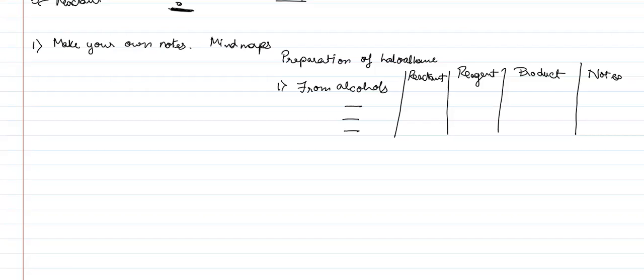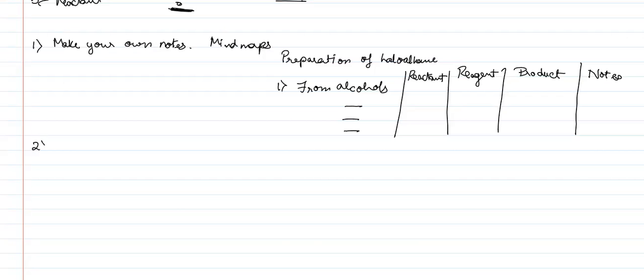For example, one of the reactions from alcohols leads to byproducts which are easily eliminated, and that's an important thing to remember. So you can just put the notes in as well. So that's one very, very important thing. I know it might take some time, but it's worth it. It makes things much, much easier than they are right now.